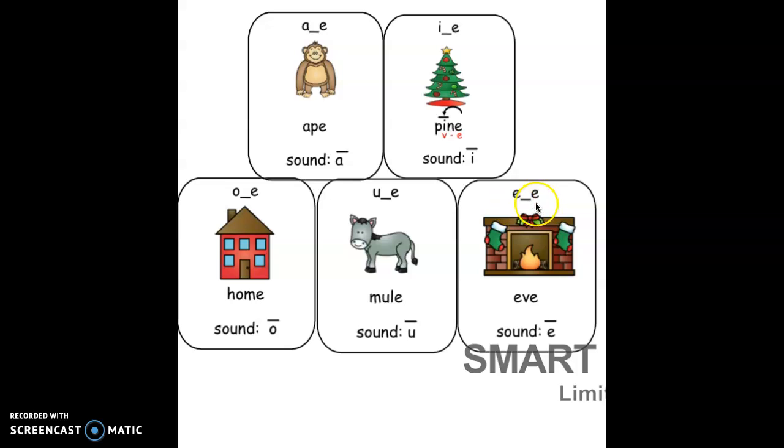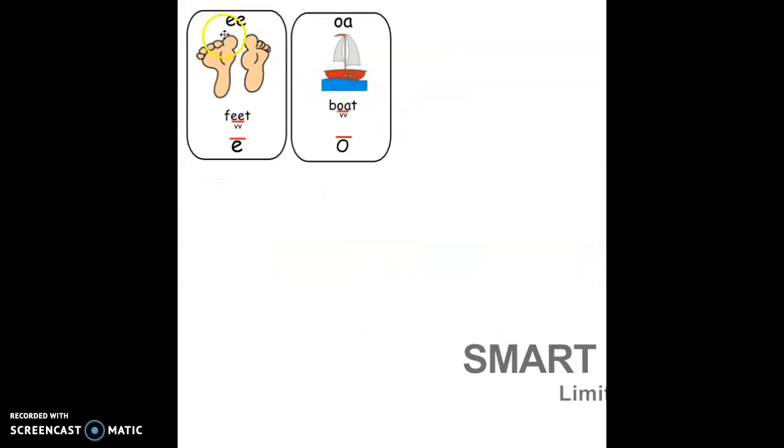E, consonant, magic E. Eve, e. What does the E do to the E? Make it say its name. And the name is E. And the sound is E. EE, feet, e. Position, middle of the word. OA, boat, o. Position, middle of the word.